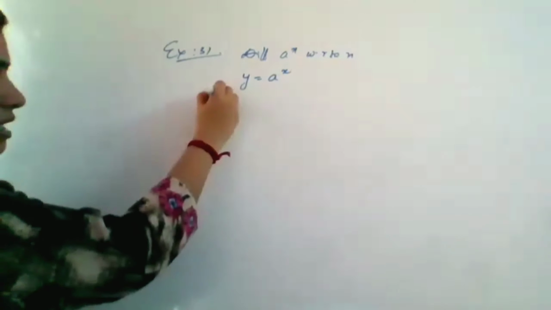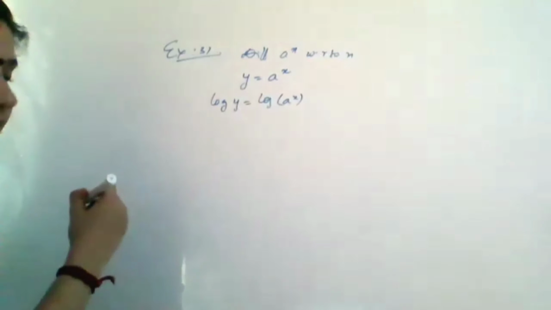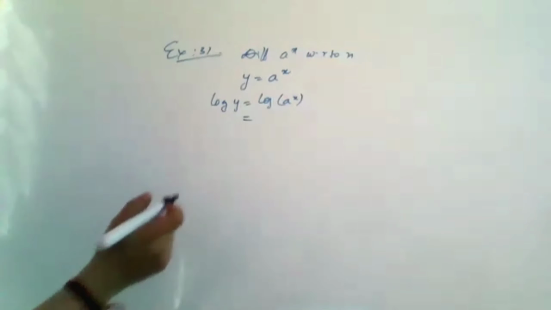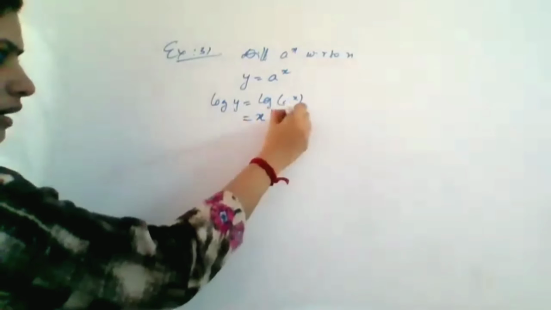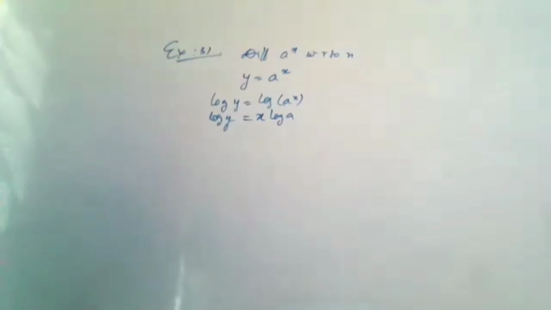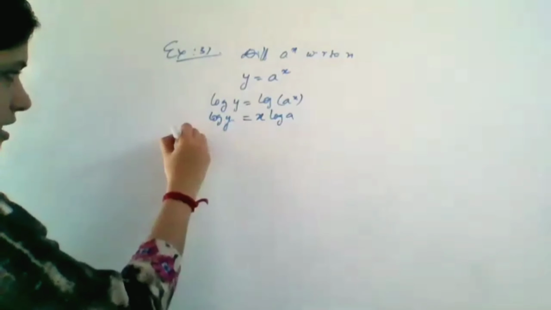So taking log on both sides, you get log y is equal to log of a raised to x. Log of a raised to b, according to the property of log, is b log a. Here you will get x log a, right? Log y is equal to x log a. Now what you need to do? You have to differentiate, take the derivative on both sides with respect to x.